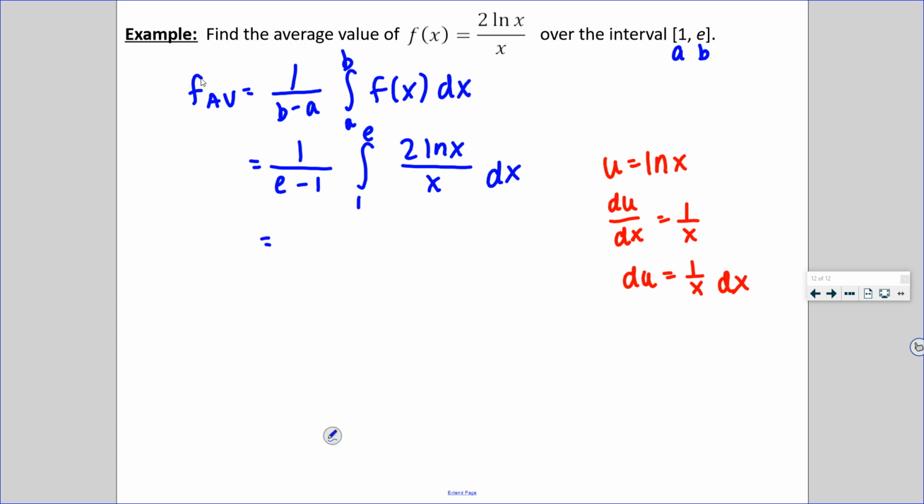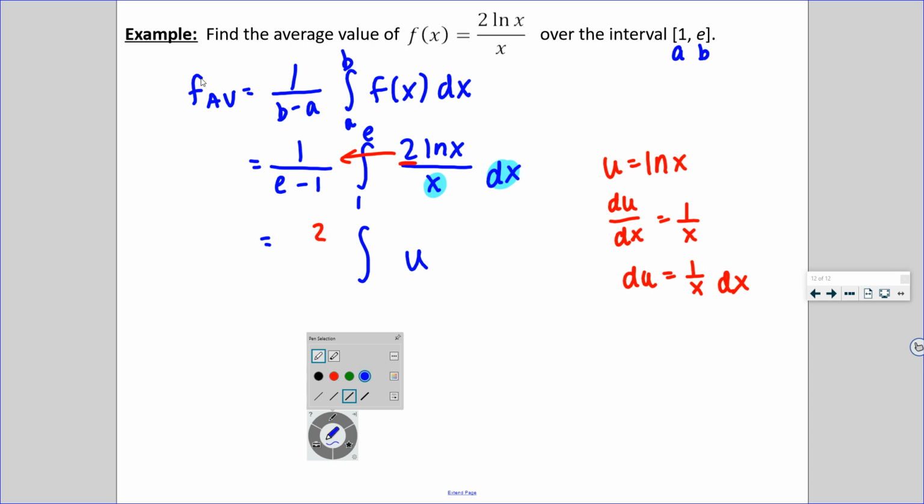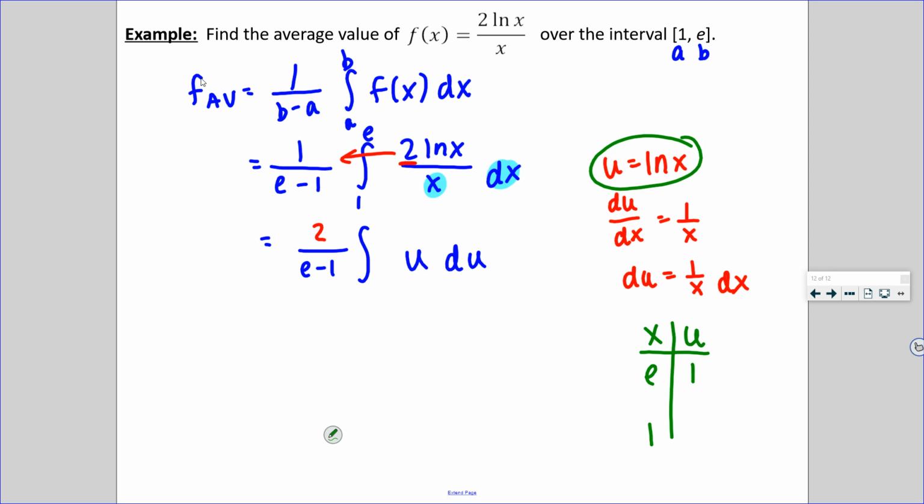Okay. And I will change my bounds as well. So u is the natural log of x. And then I see that 1 over x dx. And then I have that 2. So I'm going to bring the 2 out here. So it becomes 2 over e minus 1. And then I can substitute in directly for du. And I'm going to change my bounds. So e and 1. Natural log of e is 1. Natural log of 1 is 0.